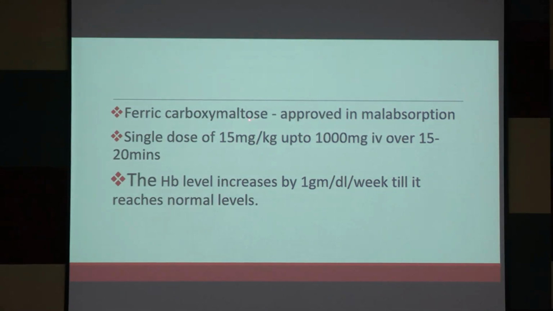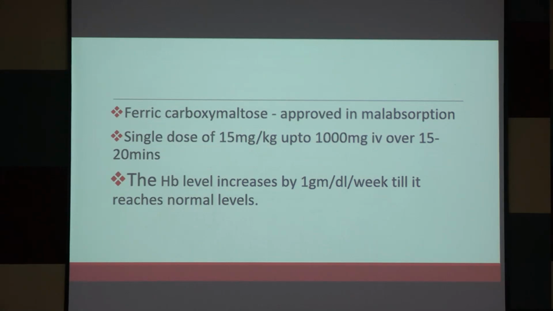Ferric carboxymaltose, this is a new preparation. It is a bit expensive, but the dose is less. It is a single dose thing. We do not need to give it over repeated sessions. So it is approved in malabsorption. The dose is either 15 milligram per kg or maximum 1 gram, that is 1000 milligrams.